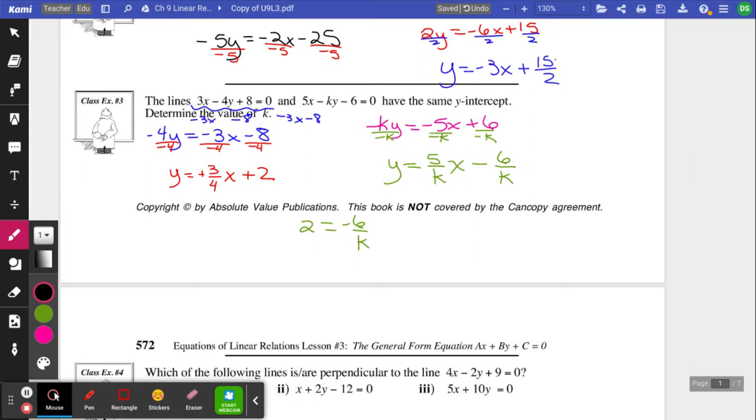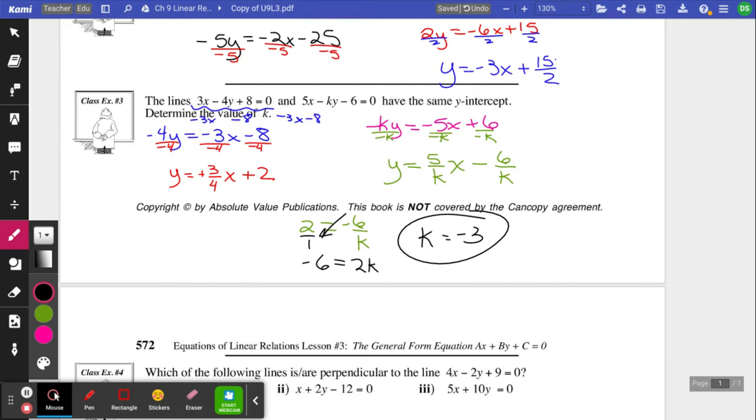But if you couldn't tell, what could you do? Always have a backup plan. So you would go 2k on one side equals negative 6 on the other. You know how I'm doing this, right? And then divide by your 2, and k is equal to negative 3. Okay, so you always have a backup plan. You can always cross multiply if you can't tell.